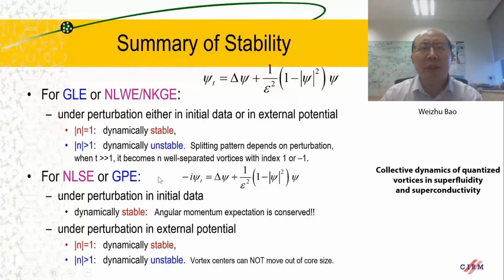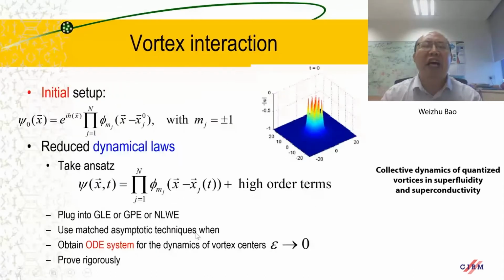So basically initially I have capital N vortices, and suppose they are well separated. Let me say basically x_j0 and x_m0, the distance is much bigger than epsilon. And also I suppose, okay, this one.